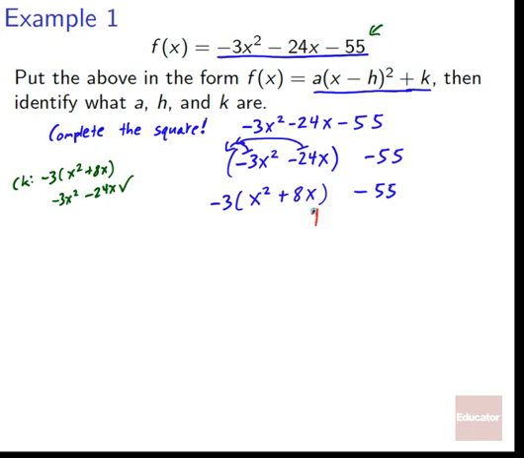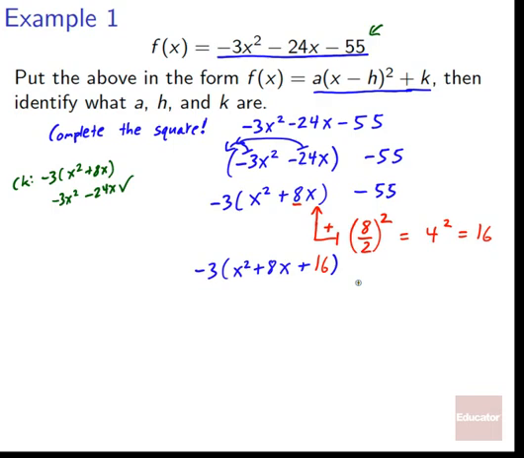Well, if you remember, when you're talking about completing the squares, we want to take this number, and we want to add in 8 divided by 2 and then squared. So 8 over 2 squared is 4 squared, which is equal to 16. So we want to add 16 inside. So we've got negative 3 times quantity x squared plus 8x plus 16. So we're adding 16 in.